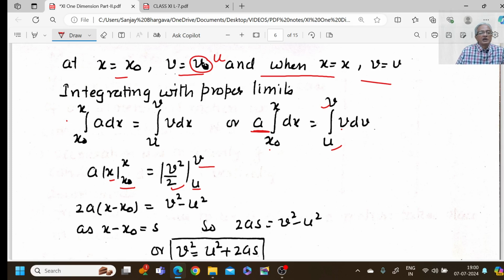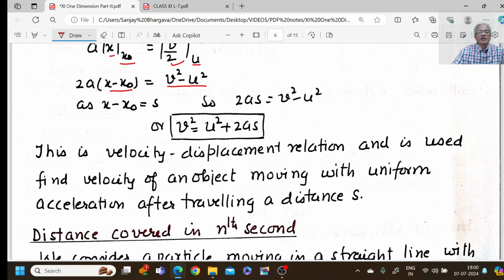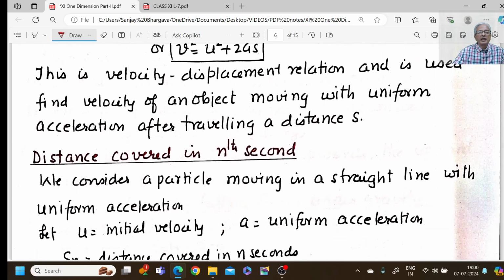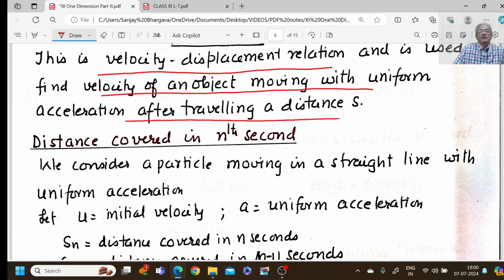So it is twice a into x minus x0 is v square minus u square. Rearrange the terms and put x minus x0 as s. What do I get? v square would be equal to u square plus 2as. This is basically the velocity displacement relation and is used to calculate velocity of an object moving with uniform acceleration after traveling a distance s.